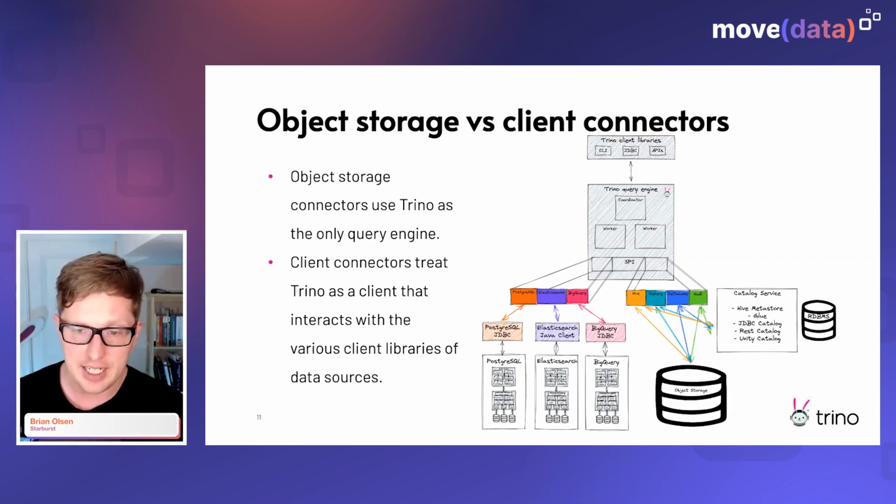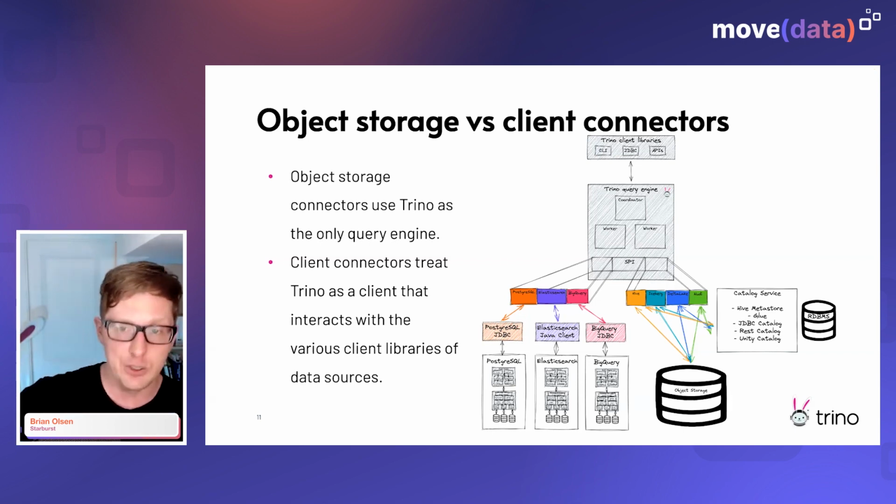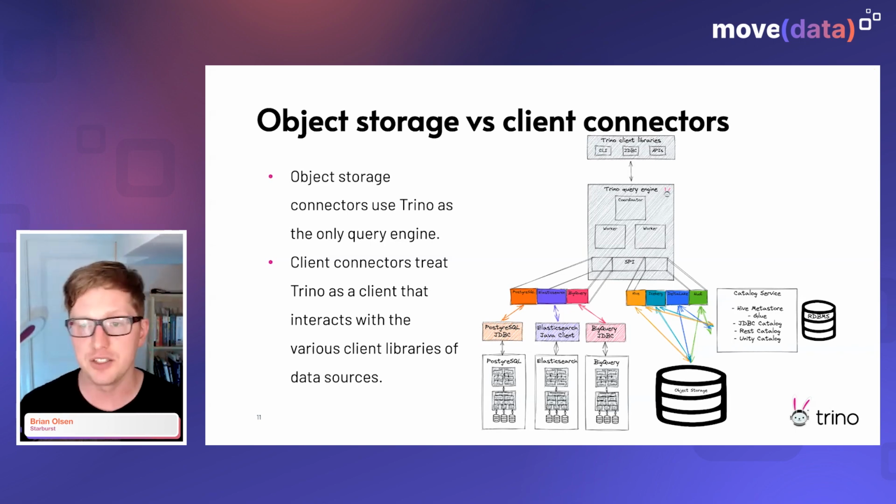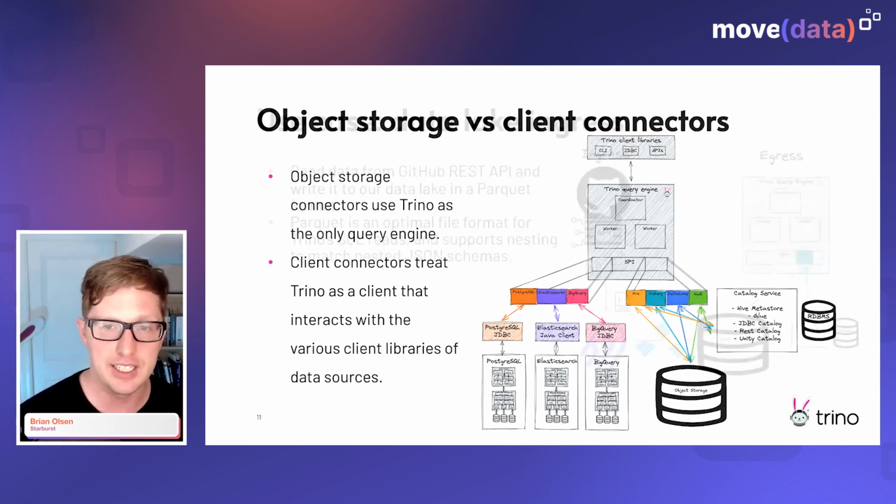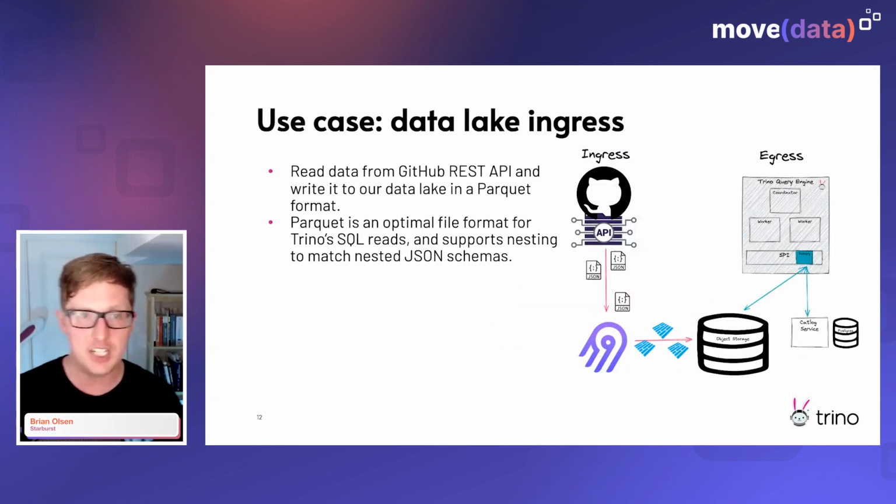Then there's this other class that I like to call object storage, where Trino is the query engine, and it just directly connects to object storage through some format, which is Hive, Iceberg, Delta Lake, or Hudi. So that is the primary differentiation. And all of our data lakehouse stuff that we're talking about today sits in the Hive, Iceberg, Delta Lake side of things. So let's jump into the actual use case here.